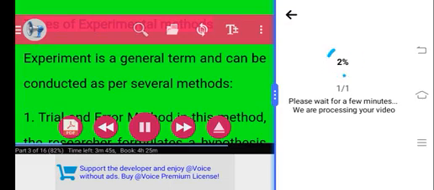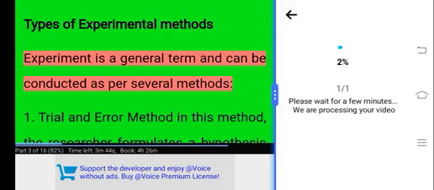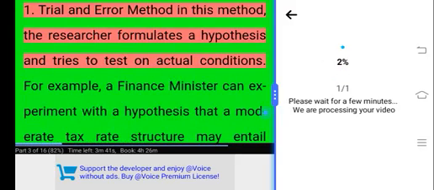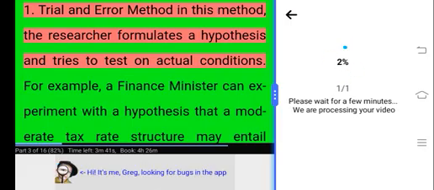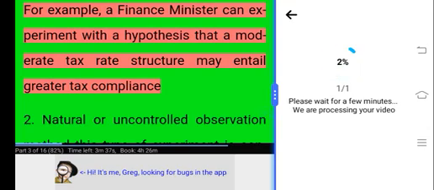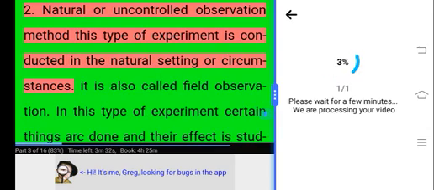Types of experimental methods. Experiment is a general term and can be conducted as per several methods. 1. Trial and error method. In this method, the researcher formulates a hypothesis and tries to test it on actual conditions. For example, a finance minister can experiment with a hypothesis that a moderate tax rate structure may entail greater tax compliance.